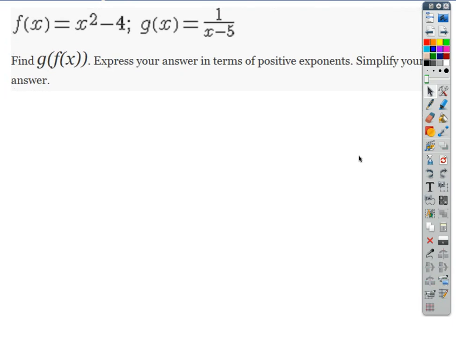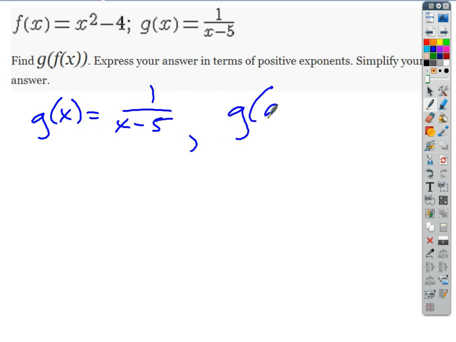Okay, now think what this means. If f of x is x squared minus 4 and g of x is 1 over x minus 5, let's take the g of x. If g of x is 1 over x minus 5, what is g of a?